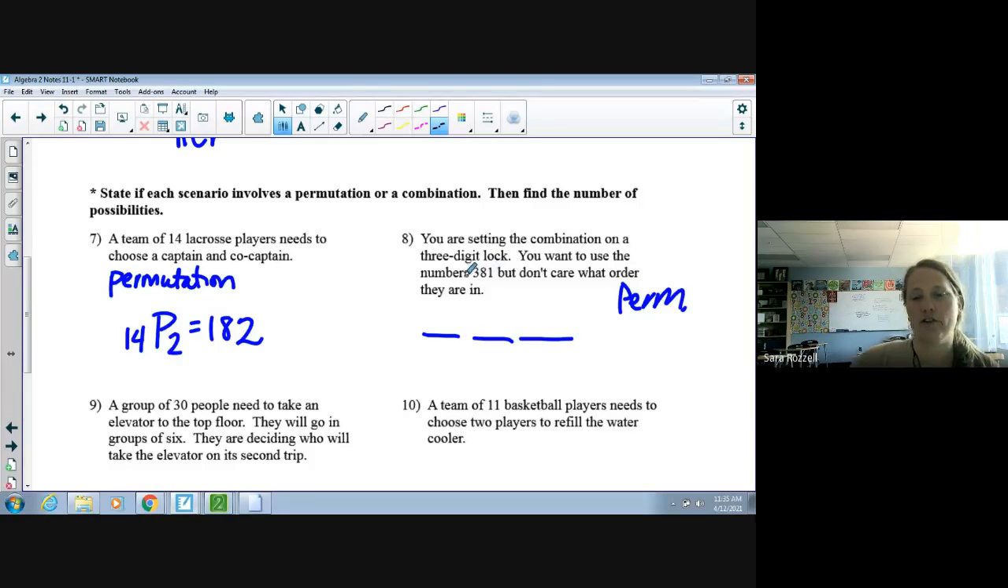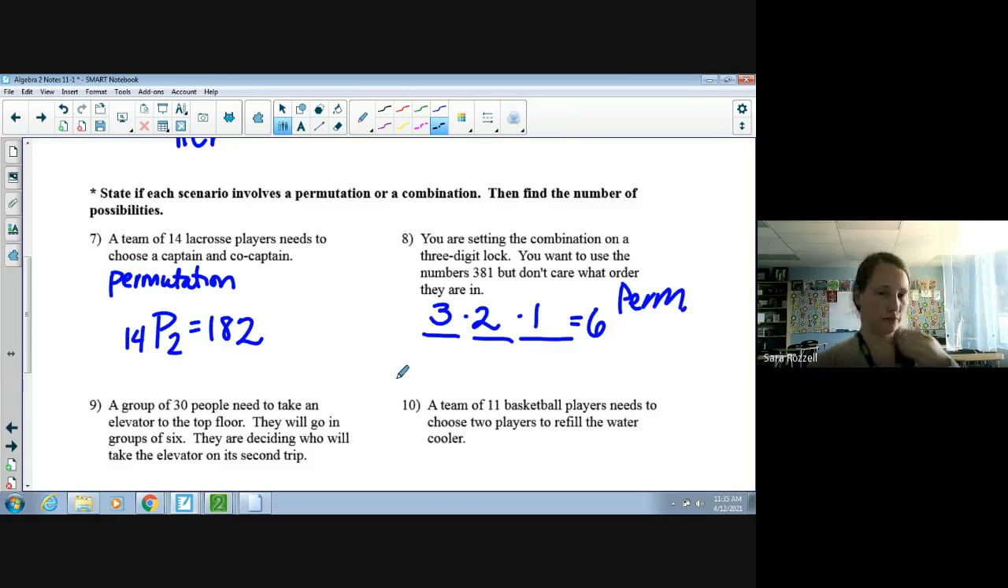How many options did we have for our first one? We're only using 3, 8, and 1. How many different numbers do we have to choose from? 3. Okay. We already used one of them. So how many do we have for the next one? 2. Then how many for the last one? 1. And we already did one of those, and we know that's going to be 6. If you were doing it with the NPR, we had how many numbers to choose from? 3. And how many were we placing? 3. And that's going to be 6 if you put it into the calculator.